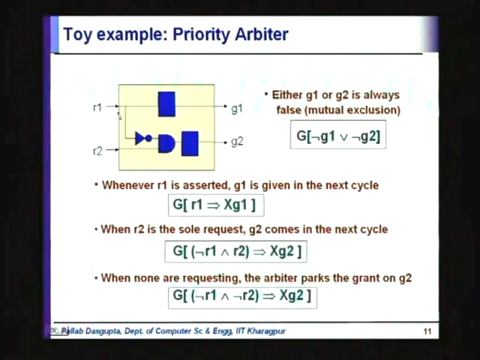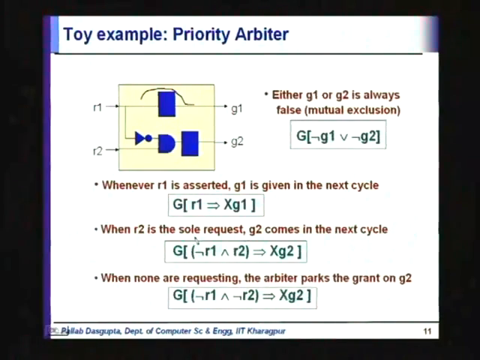If R1 is high, then in the next cycle G2 will be low. If R1 is low, then in the next cycle G1 will be low, and in every cycle R1 has some value. So, in the next cycle either G2 or G1 will be low. So, that is satisfied. Let us look at the next property. When R1 is asserted, G1 is given in the next cycle. That is obvious because of this path. Okay. R1 is asserted, then G1 will come in the next cycle.